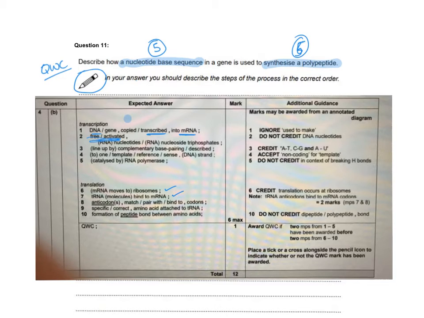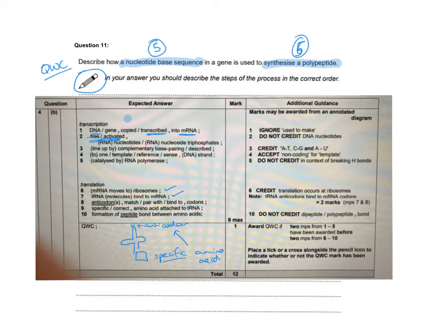Okay, the anticodons. Remember that tRNA has this cloverleaf structure, and on this top bit you have the anticodon, and on the bottom bit that tRNA has a specific amino acid. Okay, and that specific amino acid is related to the anticodon. So tRNA molecules will bind to mRNA in the ribosome. The anticodons will match to the codons and bring a specific or correct amino acid because they're attached to tRNA.